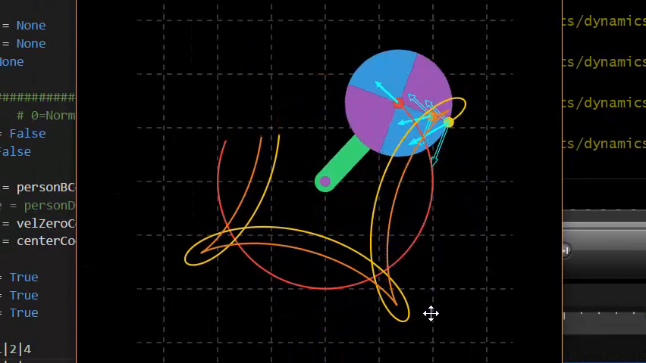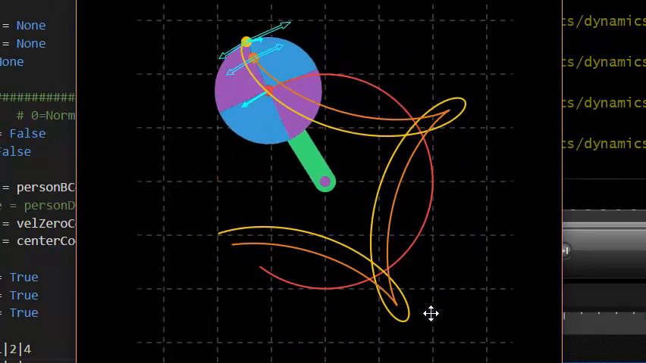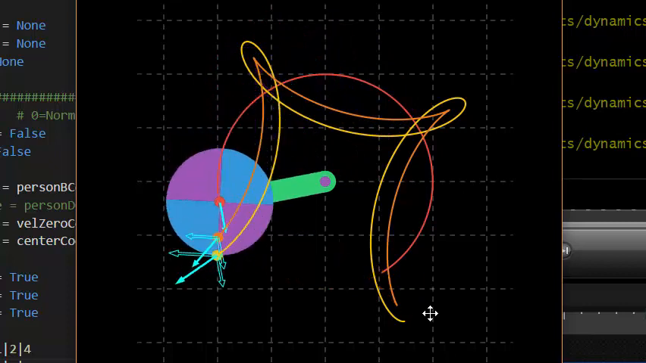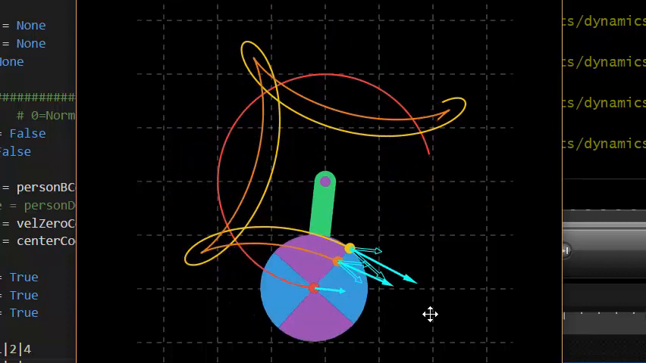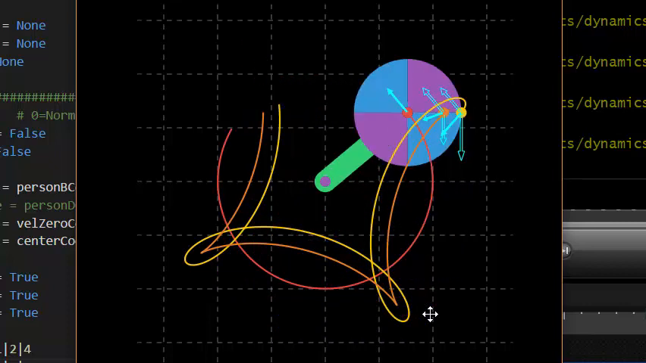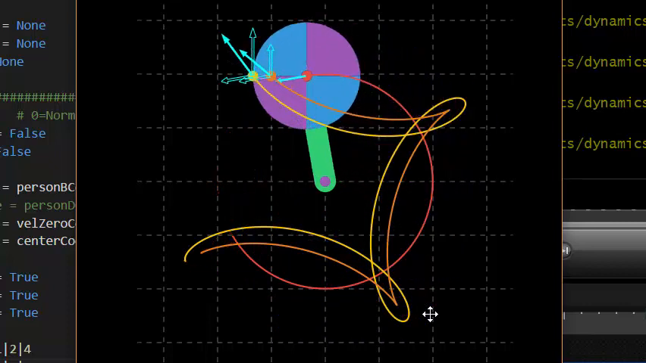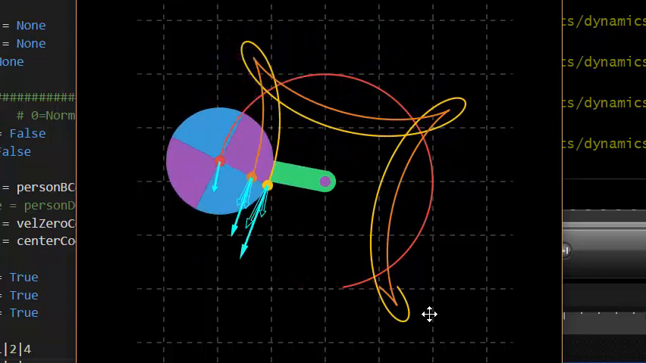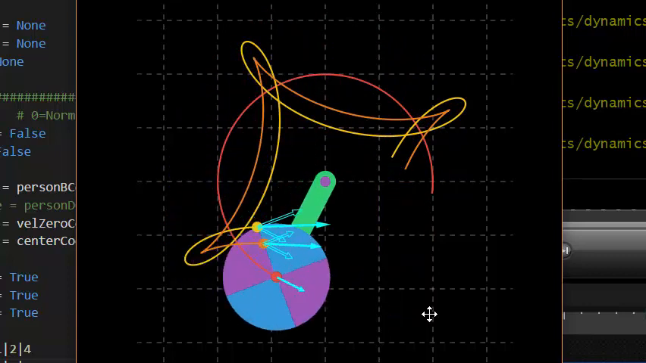All right, so that finishes this particular video about the velocity kinematics of this disc and arm rotating mechanism. It's actually quite pretty, if I can say so myself. Just look at that thing. I'll let it run for a little while. Over and out.